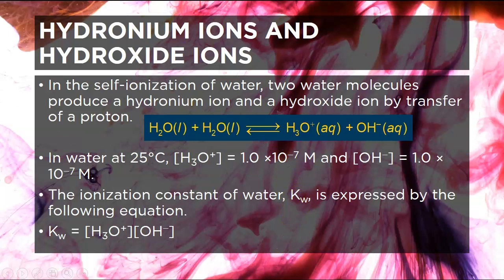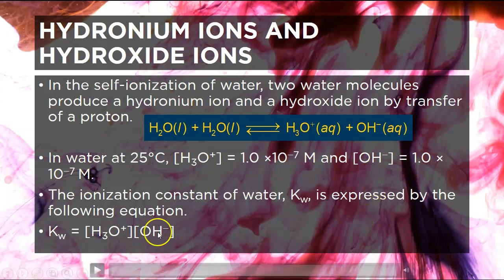So in water, at 25 degrees, pure water, that is, we're going to see a concentration of 1.0 times 10 to the negative 7th molar. Remember, molar means moles per liter. So if I have a liter of water, I'm expecting to see 1.0 times 10 to the negative 7th moles of water molecules become hydronium, and then 1.0 times 10 to the negative 7th moles per liter will become hydroxide.